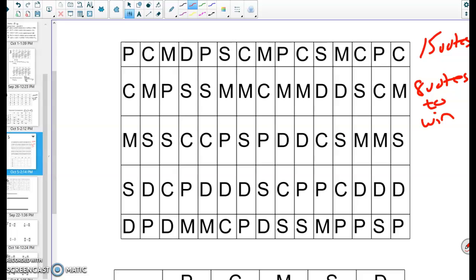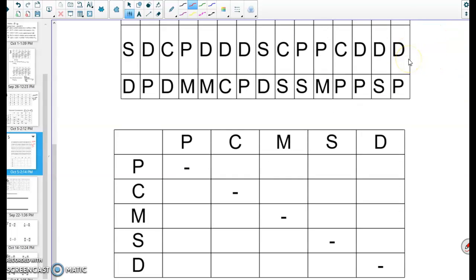So P versus C, P gets it here, that's 1. No. P gets it here, that's 2. Nope. P gets it here, that's 3. P gets it here, that's 4. Nope. P gets it here, that's 5. No. P gets it here, that's 6. And the last column, no. So P gets 6 votes there. Therefore, it loses to C. C wins over P.